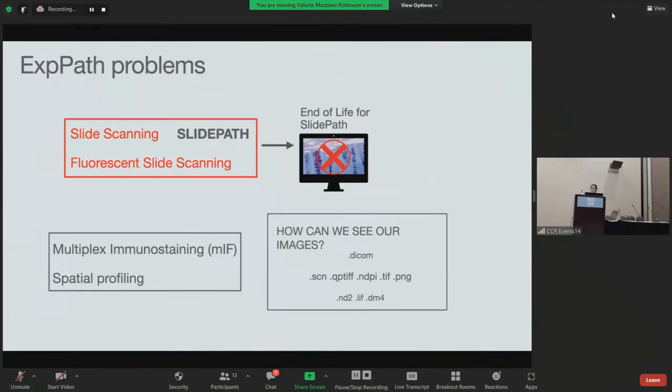And then because we do these different techniques, we wanted a database that could read them all, right? Of course, Leica, who was the one that had SlidePath, was offering a Perio or some, but that would only work for pathology slides, and that wasn't a good fit for us.